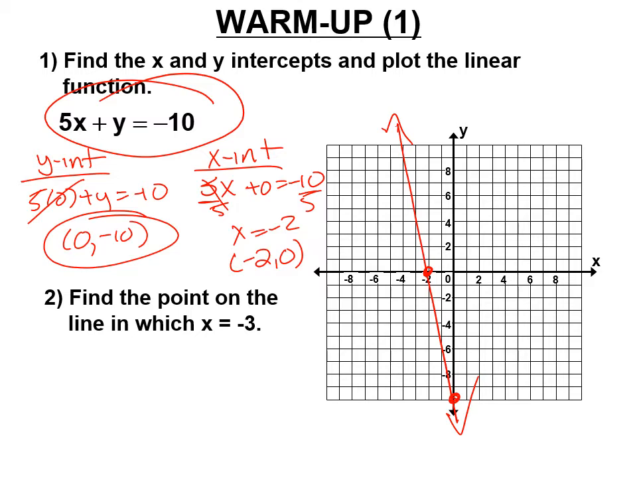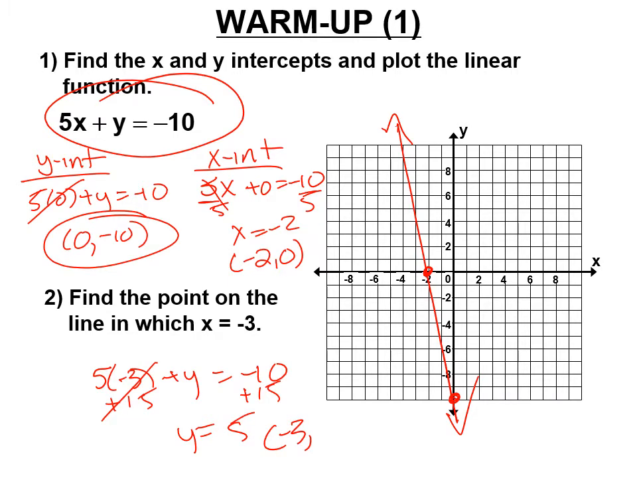Find the point on the line where x equals -3. So 5 times -3 plus y equals -10. 5 times -3 is -15, so we're going to add 15 to both sides. y equals 5 when x equals -3. That's not an intercept, right? That's just a random point. Be careful of that. So x equals -3, y equals 5. My line wasn't so well drawn, but that point, (-3, 5), is also on the line.